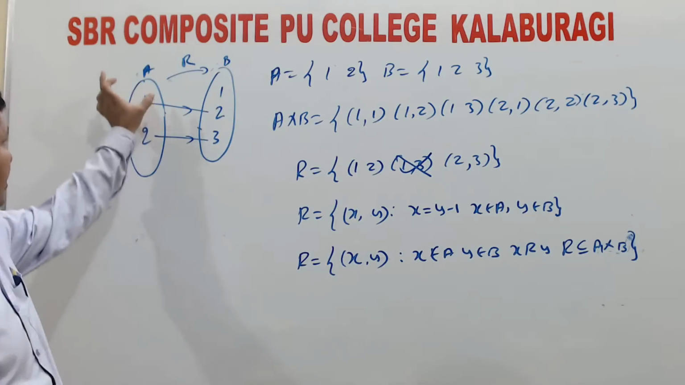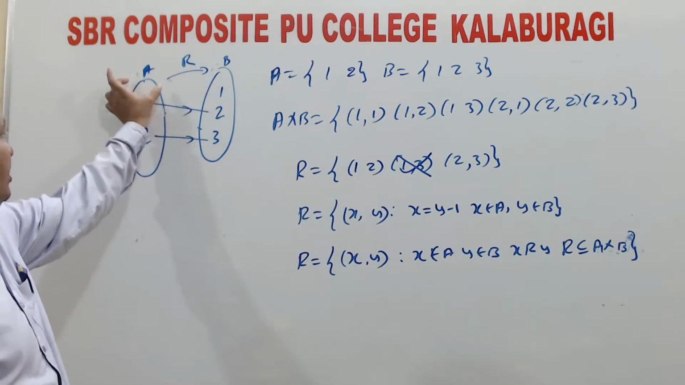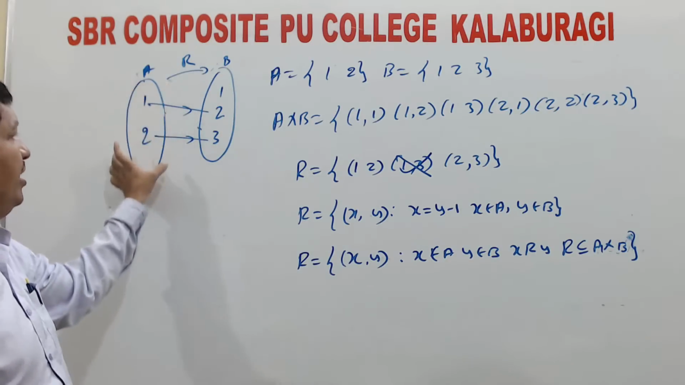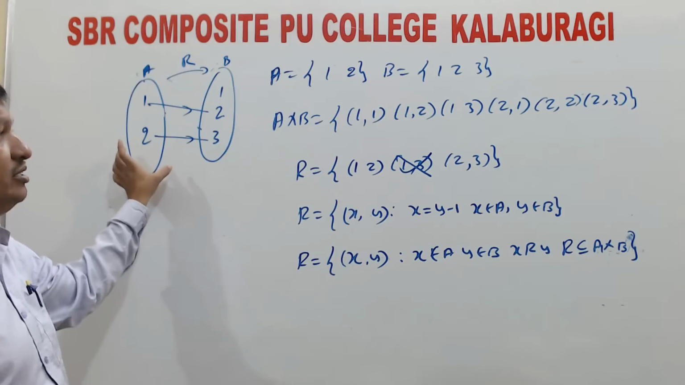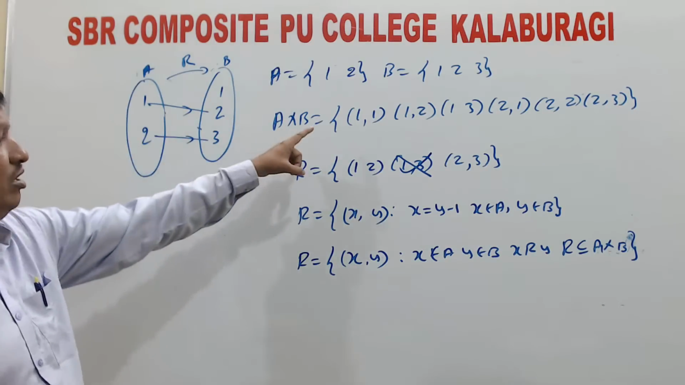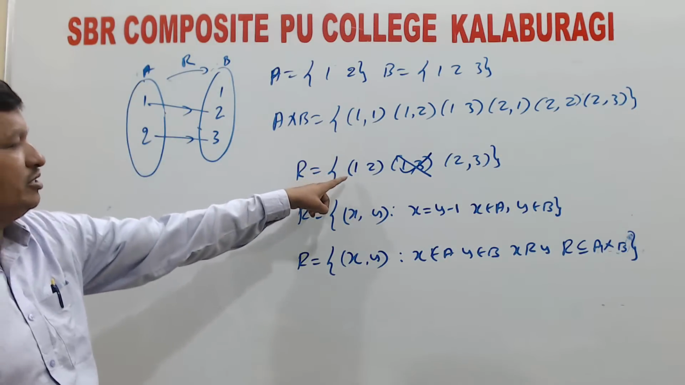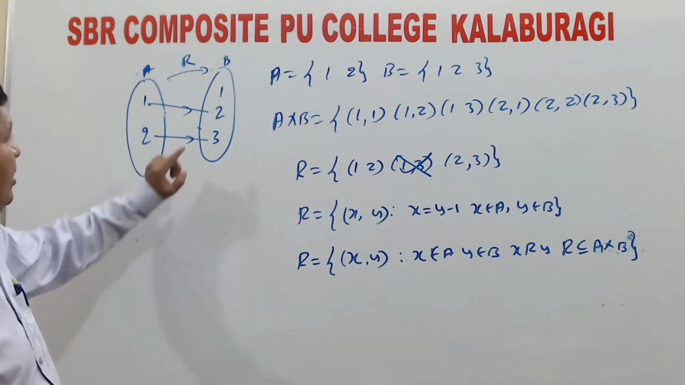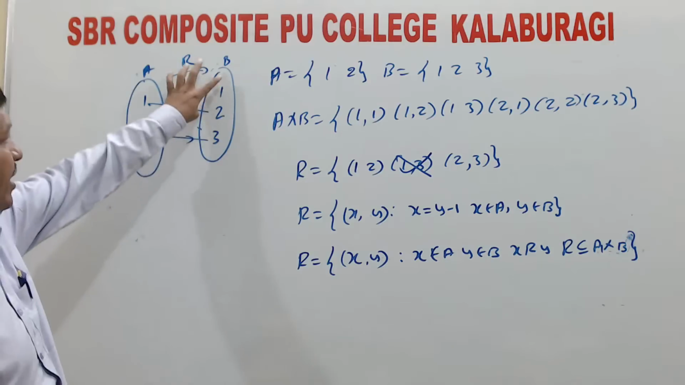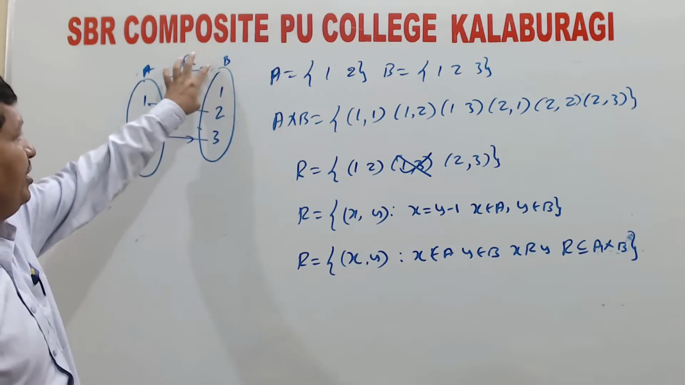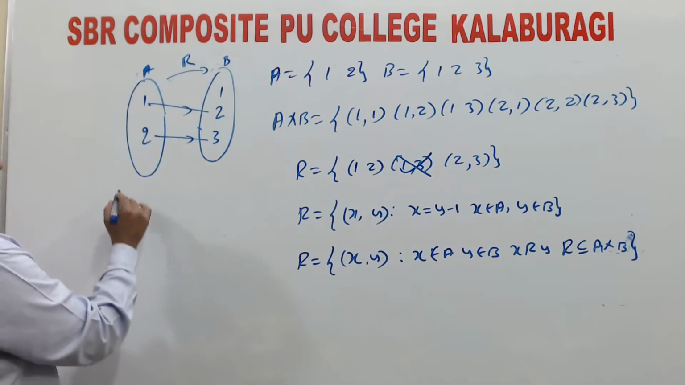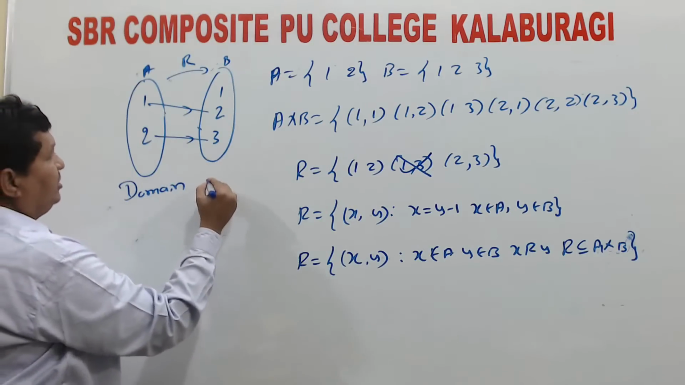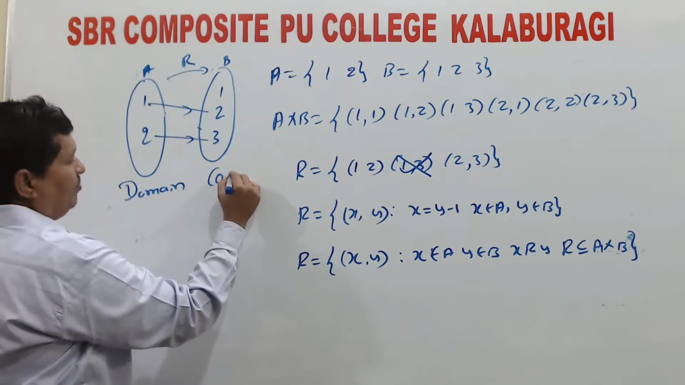See, in this relation, the set A is called the domain. Domain is the set which contains all the first elements of R. And the second set, this set B, is called the codomain. This is called the domain of R, and this is called the codomain.